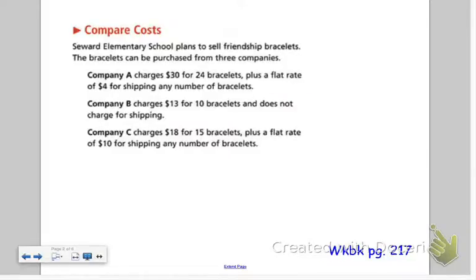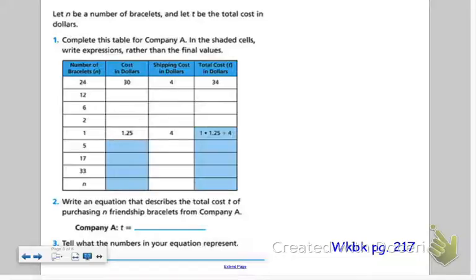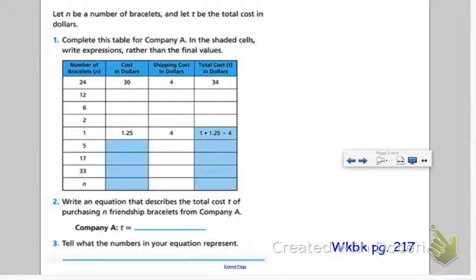So let's see. One way we can work this out and figure out which company might be better is to make a table. Let's start with Company A. If you remember, Company A charged $30 for 24 bracelets. So you can see in our very first row it was completed for us. The first column is the number of bracelets. The second column is just the cost in dollars. This is just for the bracelets. So remember, it was $30 for 24 bracelets.